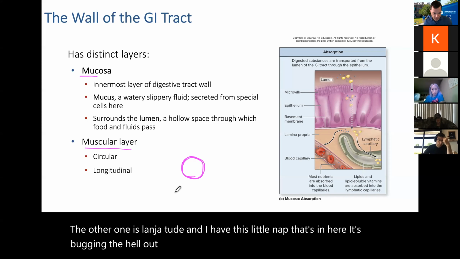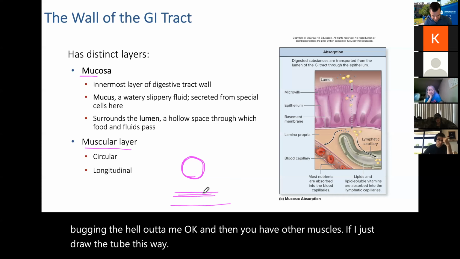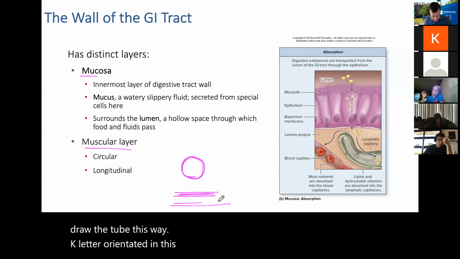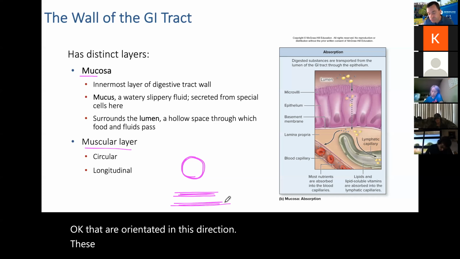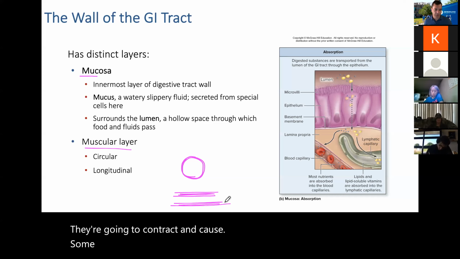Okay, and then you have other muscles, if I just draw the tube this way, that are orientated in this direction. These are longitudinal. Pretty easy. Okay. They're going to contract and cause some shimmying. Okay. Just goes back and forth, just like that.